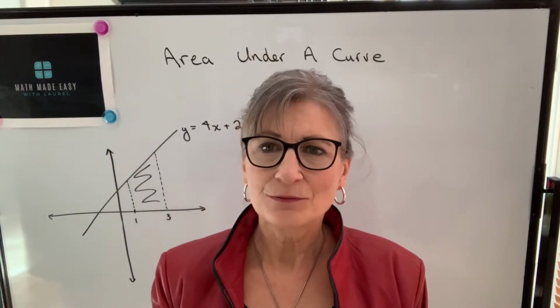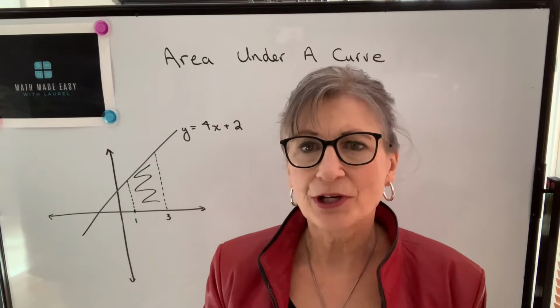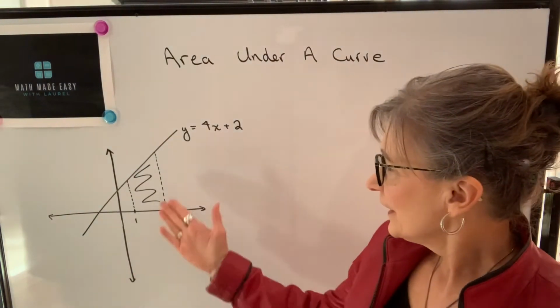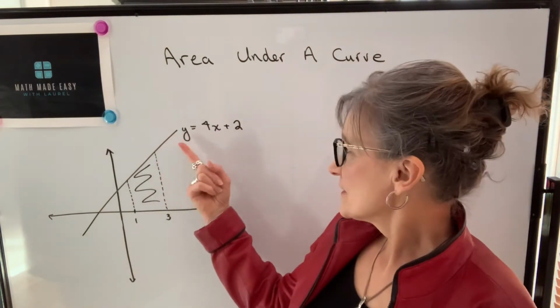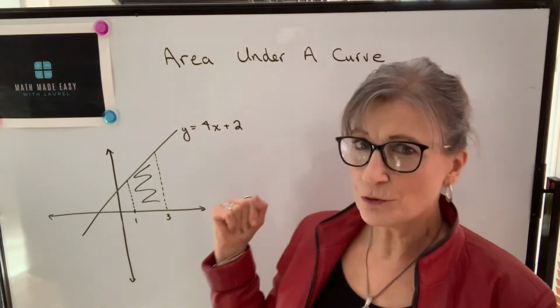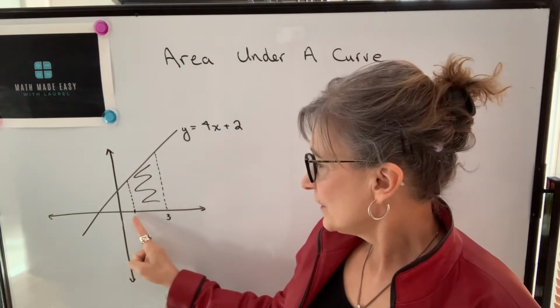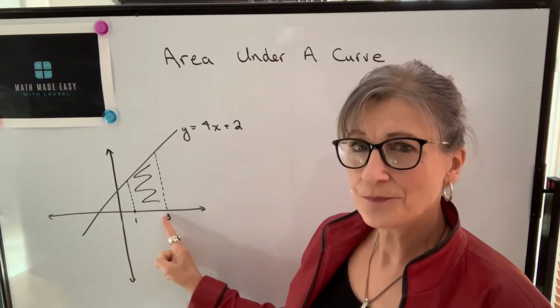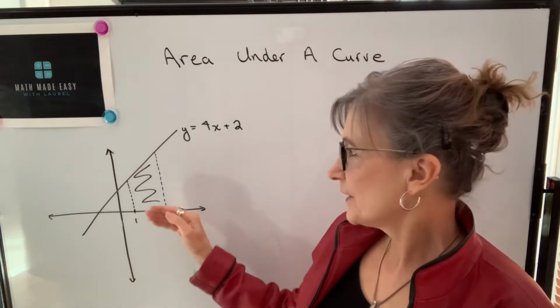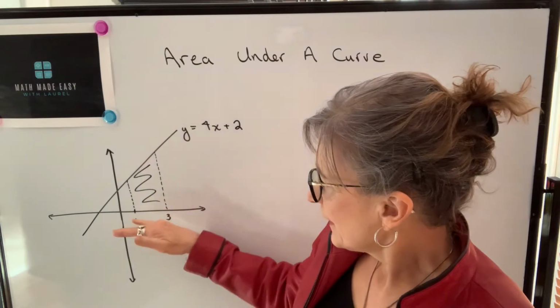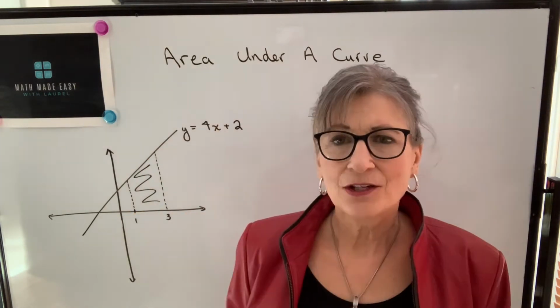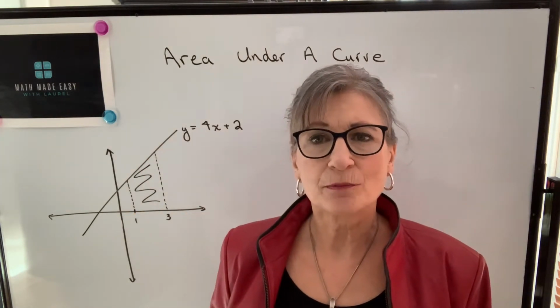Before I start with area under a curve, I just want to talk about area under a straight line. If we had a line such as this one, y equals 4x plus 2, and you were asked to find the area under that line between the x values of 1 and 3, that means finding the area under that line and above the x-axis. We could do it because the shape that's formed is a trapezoid.